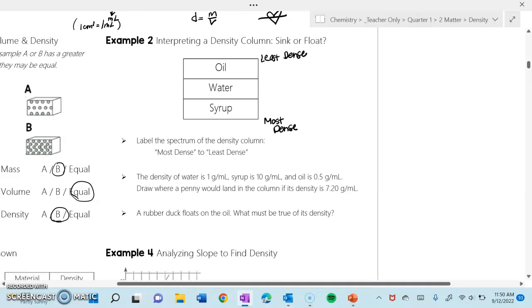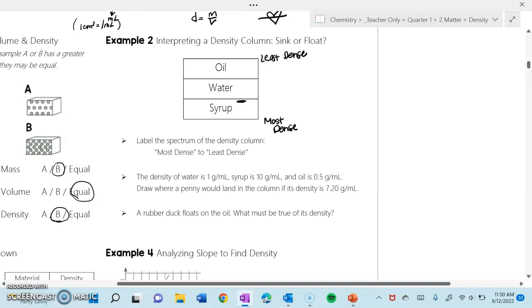Draw where a penny would land in the column if its density is 7.2. Well, 7.2 is greater than oil and water, so it will sink in both of those, but it will float in syrup. So we'll put it right here. There's our penny.